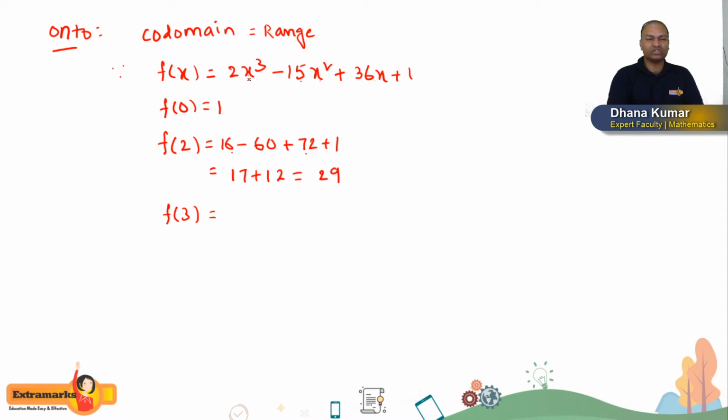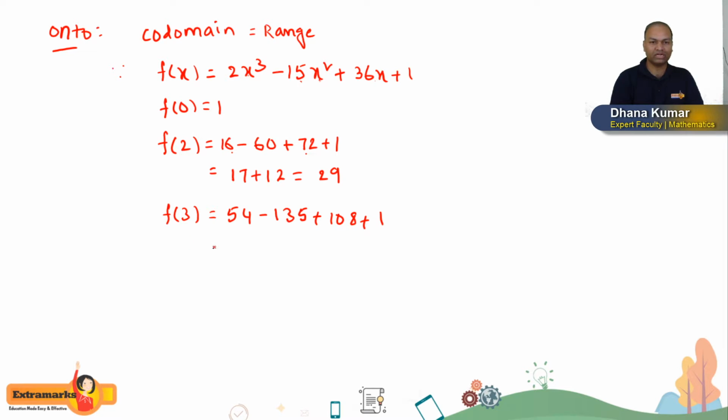X equal to 3, substitute: 3 cube is 27. 27 into 2 is 54. Minus 3 square, 9. 9 into 15, 15 9s are 135. Plus 36 into 3, 108.